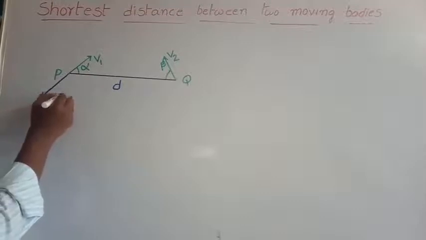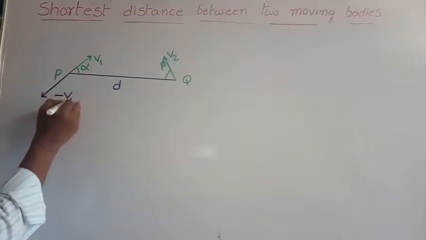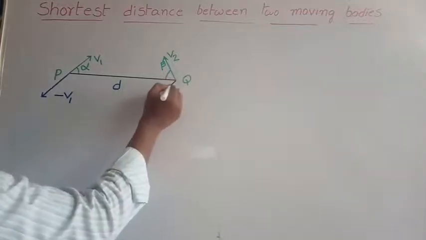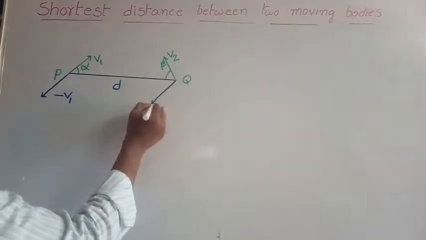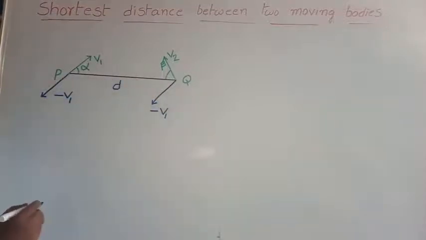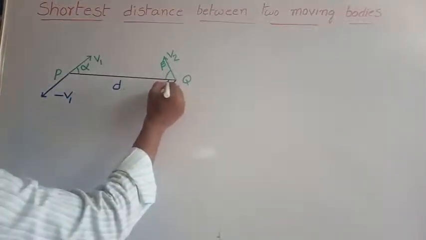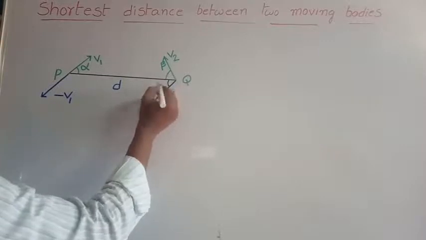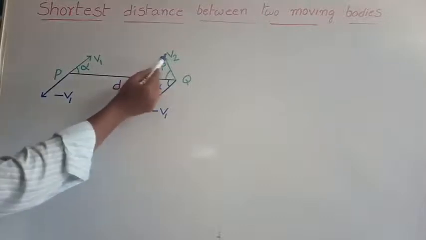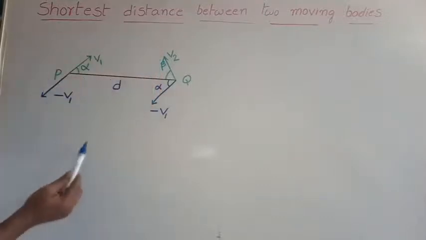By adding minus V1 velocity, this particle comes to rest. And by adding the same velocity to this particle, it is moving with velocity V1 in this direction also. Here this V1 makes an angle alpha with the horizontal. Now particle Q has two velocities. One is V2 making an angle beta with the horizontal. Another one is minus V1 making an angle alpha with the horizontal.